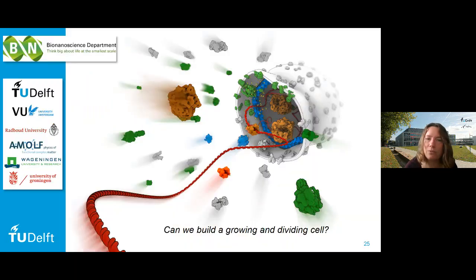And together with us, many other groups in the Bionanoscience department in Delft are interested in this question, and also groups elsewhere in the Netherlands. So we have formed a large group of researchers that work together on this question. And what we are trying to do is figure out if we can actually take cellular components and build a synthetic cell that is able to grow and divide.